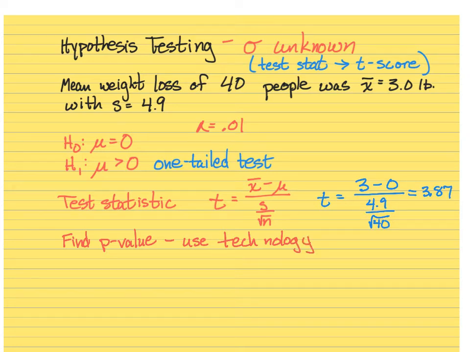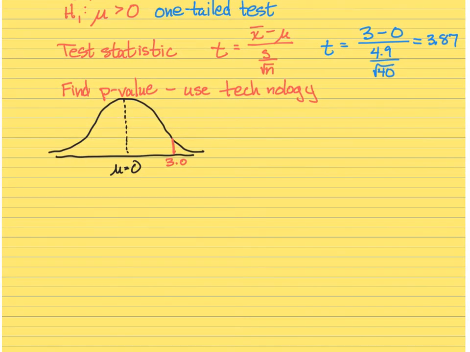Okay, so if we're using the p-value approach and we want to find the p-value, we need to use technology. Now, we still need to draw the picture because the picture will help us make sure we do things correct. So here's the picture. The claim was that the mean was 0. We found a sample that had a mean of 3.0. And that t-score was 3.87. What we need to find in order to find the p-value is this area, right? This is a one-tailed test, so you're simply finding that area.